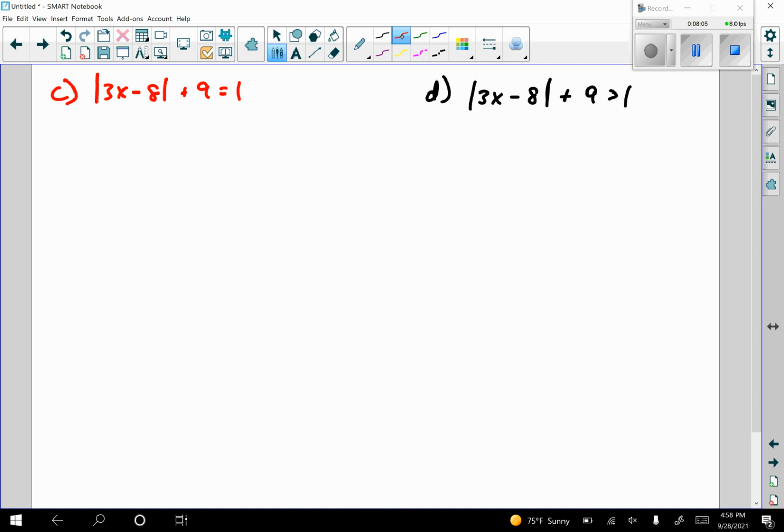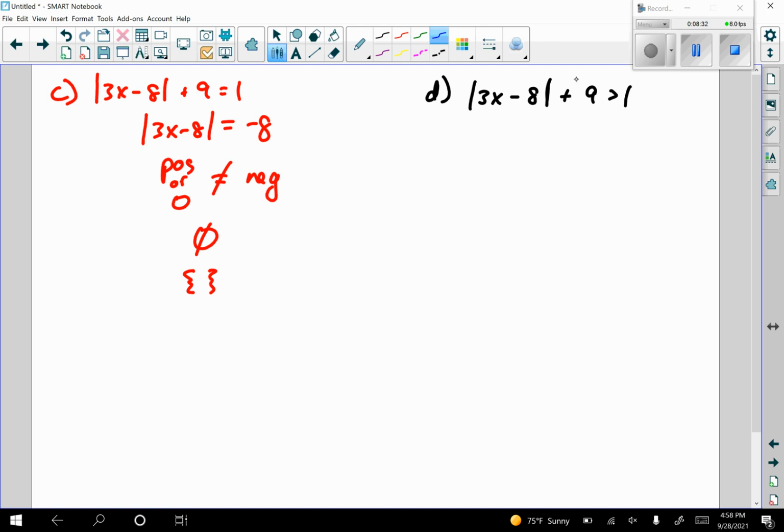All right, for C, you see an equation. I first need to get the absolute value term by itself, so I'm going to subtract 9. That will give me a negative 8. Guess what? This is a special case because this side is going to be positive or 0. This side is negative. That is never true, so we would say no solution. Again, you can use this symbol or the empty set or just write out no solution.